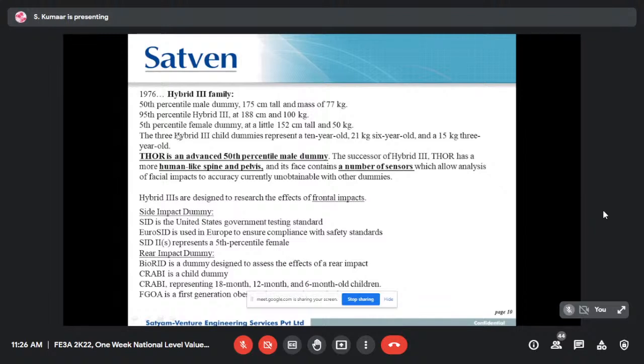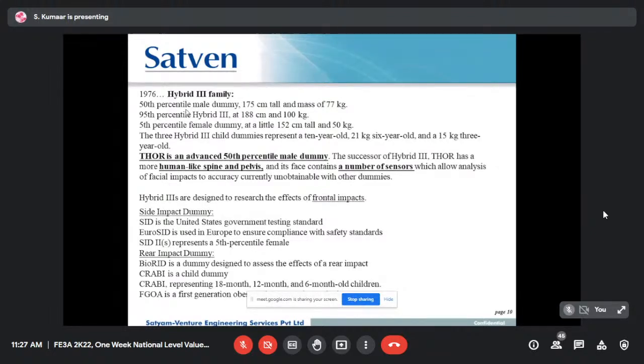Next they created the new dummy, the fifth percentile female dummy. Here the height of the female dummy is 152 centimeter and the mass is 50 kg. Actually, the Hybrid people created only three dummies for the entire population of the world: AF05 for female, and for male AM50 and AM95. They did a survey of the entire world, and based on the survey, using standard deviation and other methods, they arrived at these dimensions, this height and this mass.